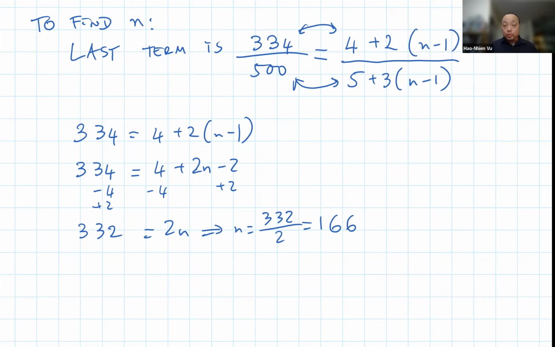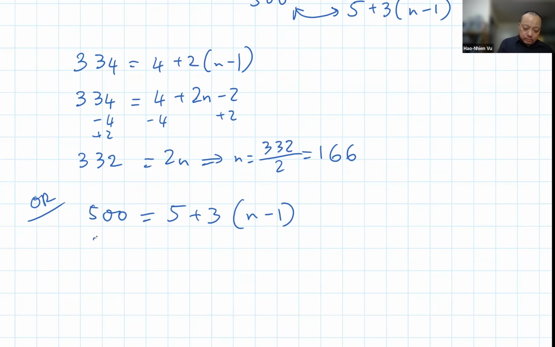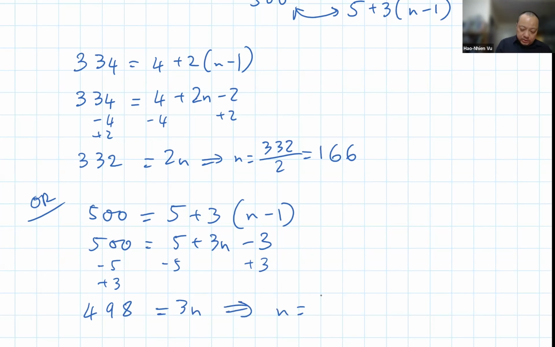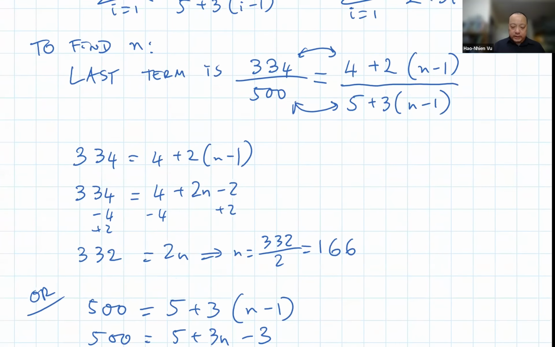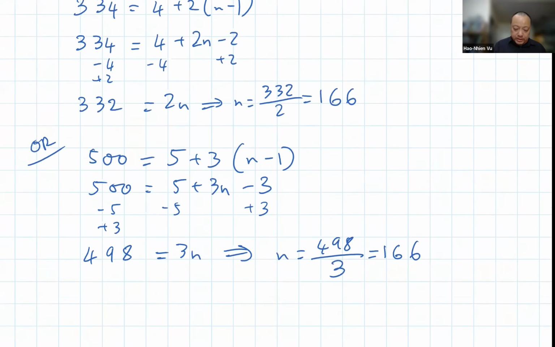I could also have worked with the denominator, which is a good idea to do now to double check my work. I'm going to go 500 is equal to 5 plus 3 times n minus 1. Subtract 5 and add 3 both sides. I have 498 is equal to 3n. n is equal to 498 divided by 3, which is equal to 166.